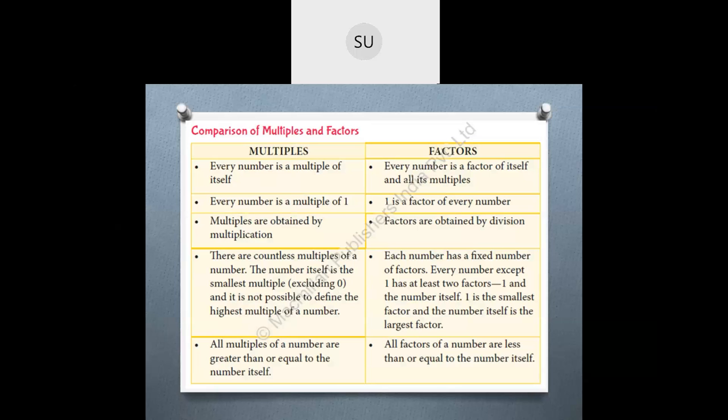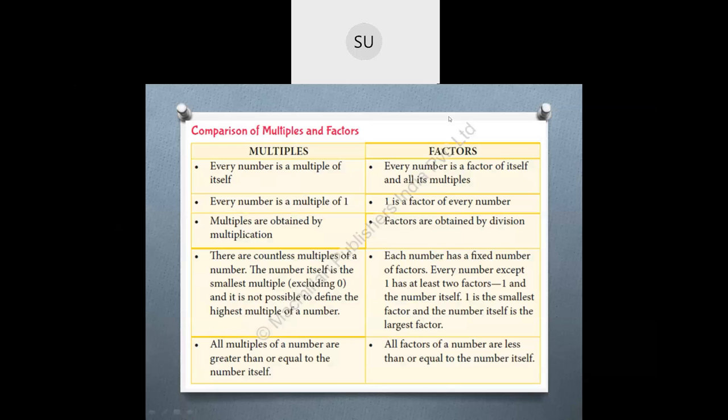First we'll see multiples. Every number is a multiple of itself. For example, 7. 7 ones are 7. So the first multiple of 7 is 7 itself. So it is a multiple of itself, correct?